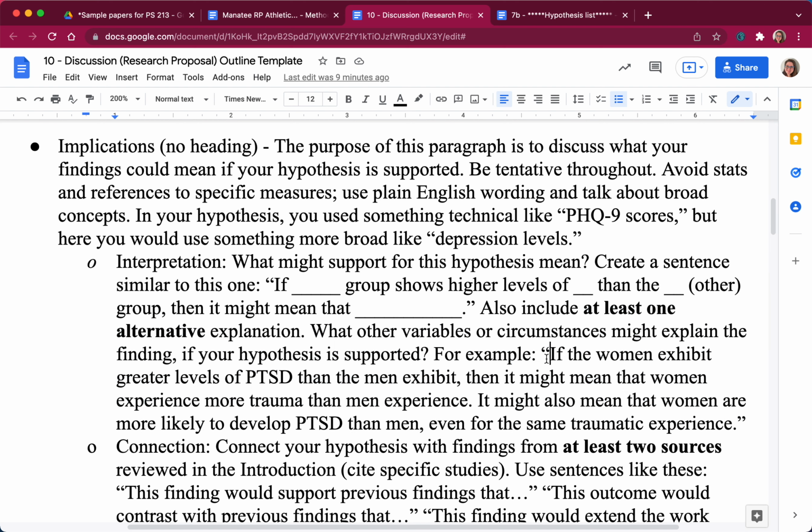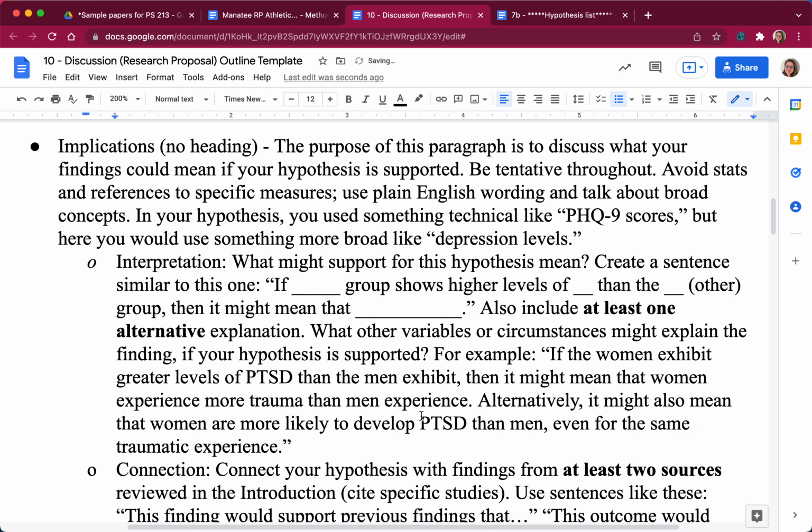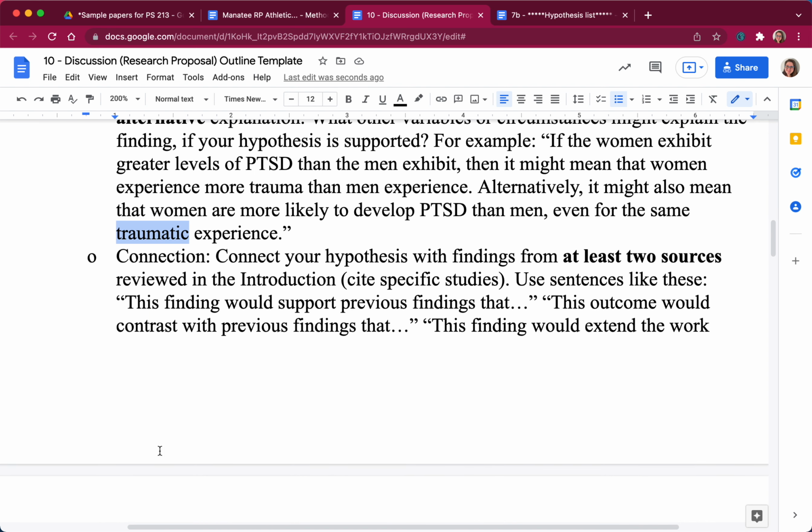So my example was, if the women exhibit greater levels of PTSD than the men exhibit, then it might mean that women experience more trauma than men experience. It might also mean that women are more likely to develop PTSD than men. And let me add alternatively, because we want to show that these are two different thoughts. So it could be that they experience more trauma. It could also mean that for the same level of trauma, women are more sensitive in some way and more susceptible to PTSD.